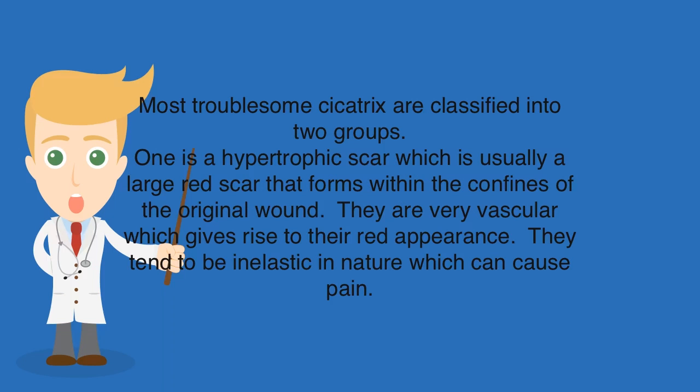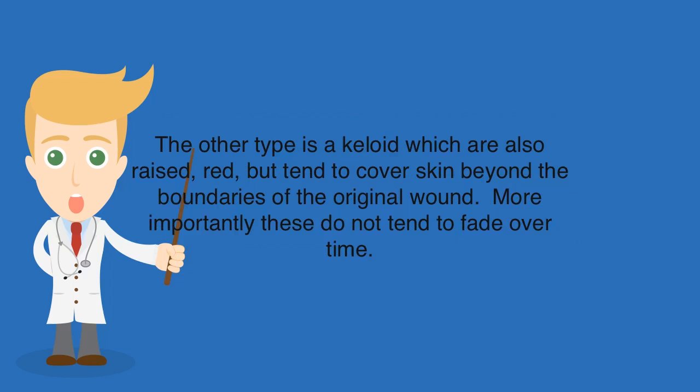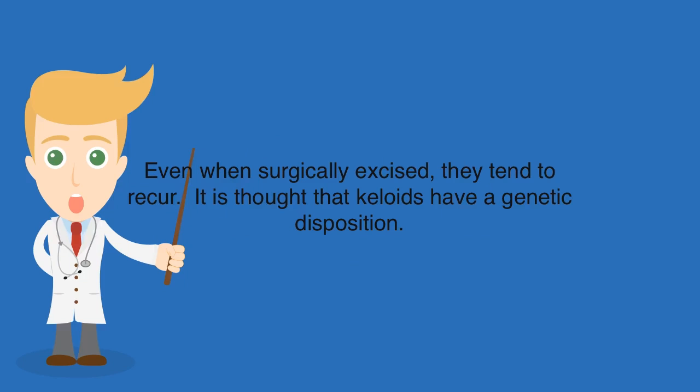Most troublesome cicatrices are classified into two groups. One is a hypertrophic scar, which is usually a large red scar that forms within the confines of the original wound. They are very vascular, which gives rise to their red appearance. They tend to be inelastic in nature, which can cause pain. The other type is a keloid, which is also raised and red, but tends to cover skin beyond the boundaries of the original wound. More importantly, these do not tend to fade over time. Even when surgically excised, they tend to recur. It is thought that keloids have a genetic disposition.